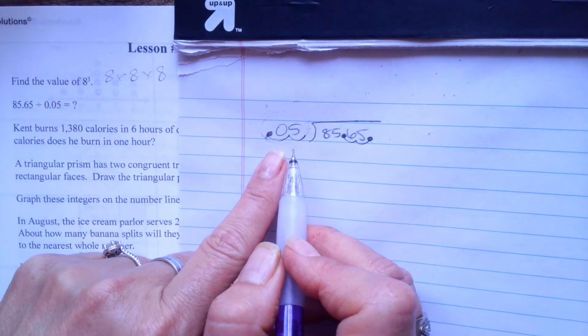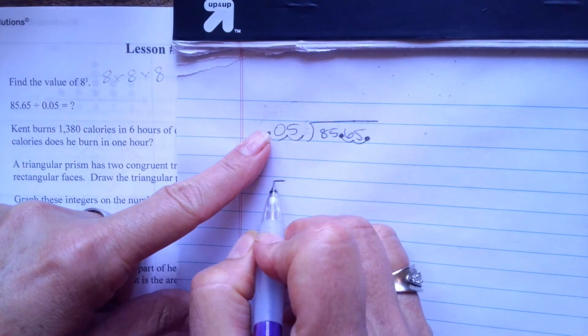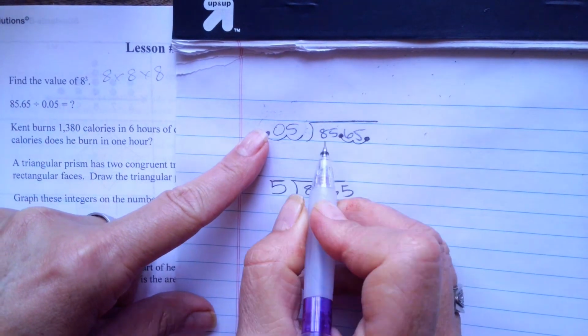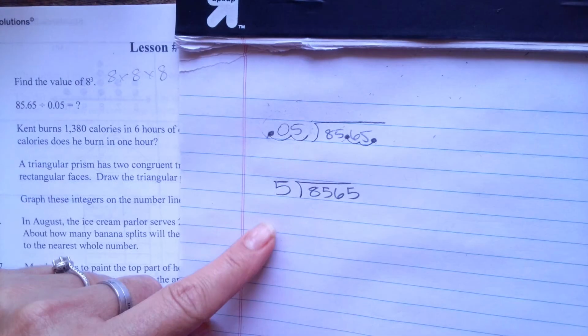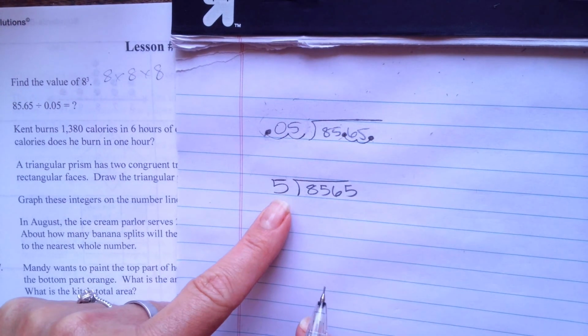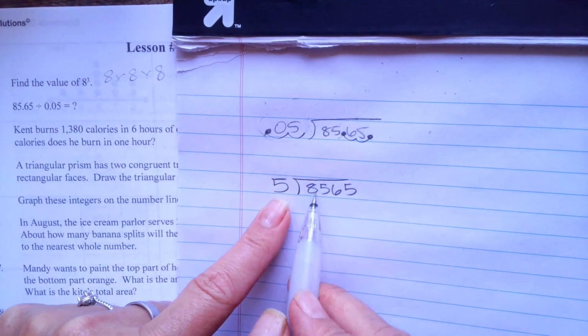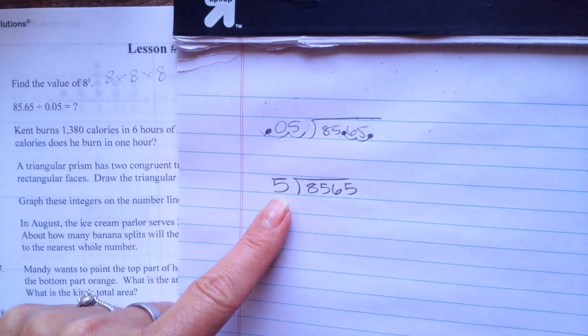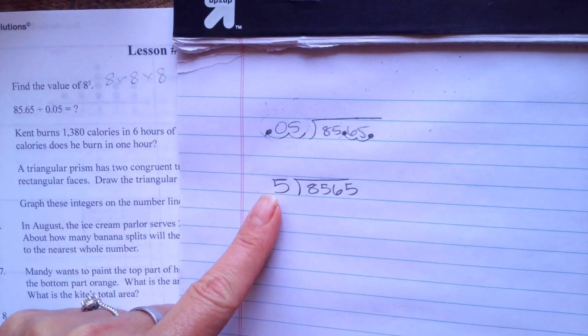Now, this looks kind of crazy, so I always just rewrite it because that's too hard for me to work with all this other stuff. So the problem becomes 5 on this side and then 8,565 on this side. Does that make sense to you? Yeah. And then you just do the math.